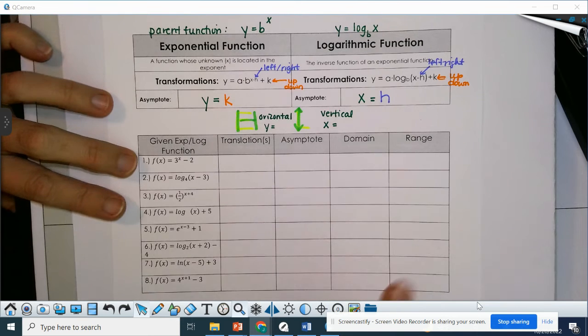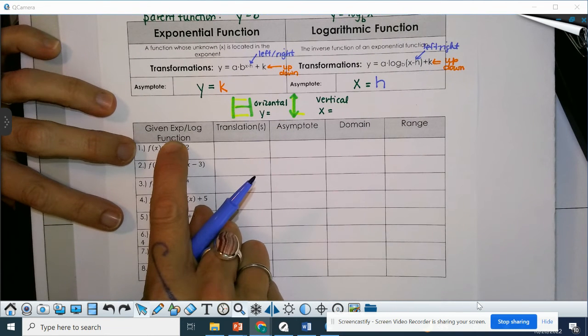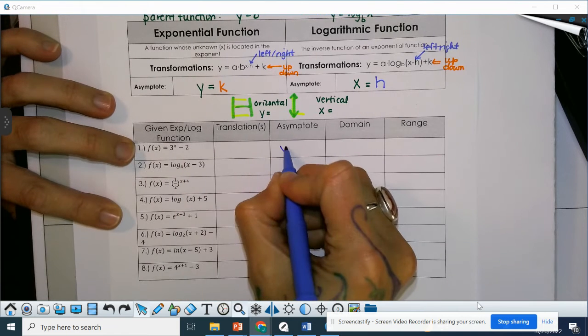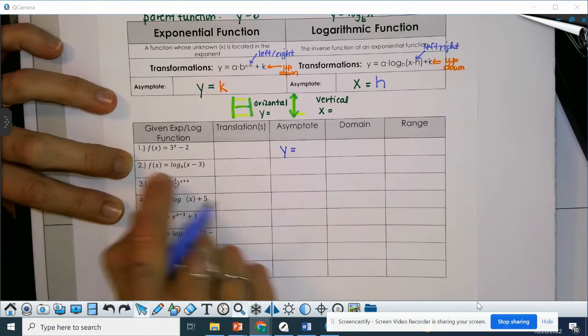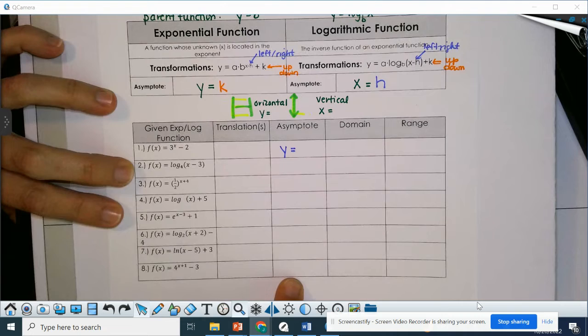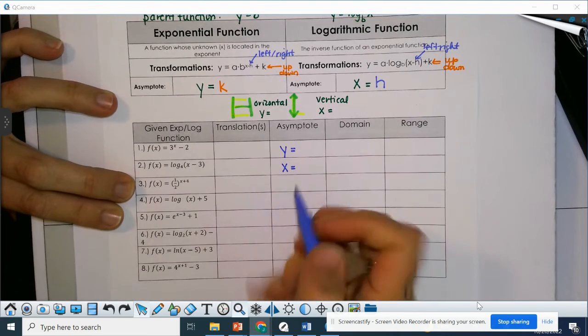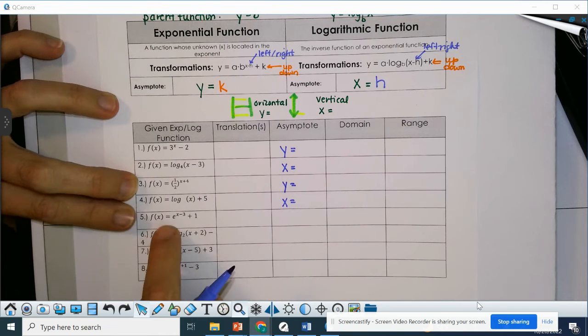So looking at an exponential, because it's 3 to the x power minus 2, this is going to be an exponential function. So we know it's going to be a y equals. And if you had a worksheet like this, for me personally, to keep myself focused, I would write y equals and x equals all the way down. So log is going to be an x equals. Again, this is exponential, so it's going to be a y equals. Log is x equals.